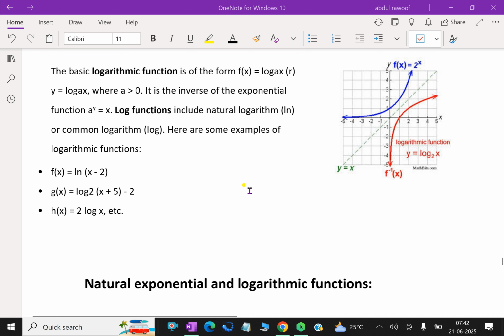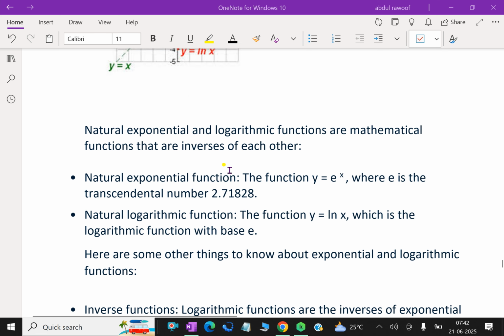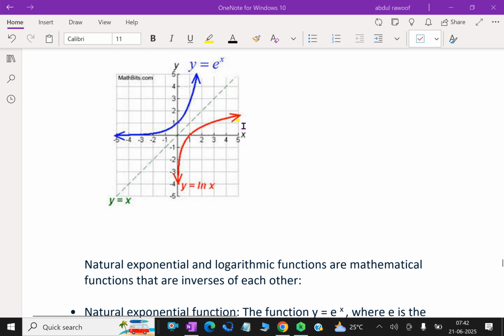Natural exponential and logarithmic functions. Look at this. y equal to e power x is a natural exponential function. If you convert this to y equal to ln x, it gives a logarithmic function. That is, ln is the natural logarithmic function. y equal to e power x is the exponential function, and here this is the logarithmic function. Natural exponential and logarithmic functions are mathematical functions that are inverses of each other.